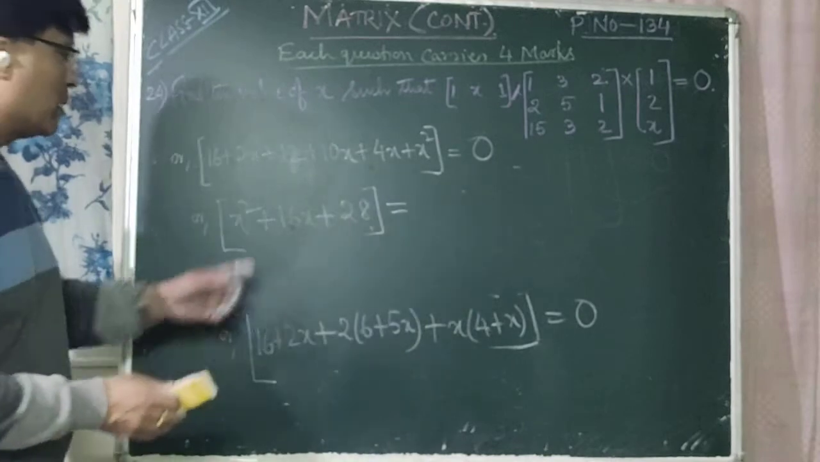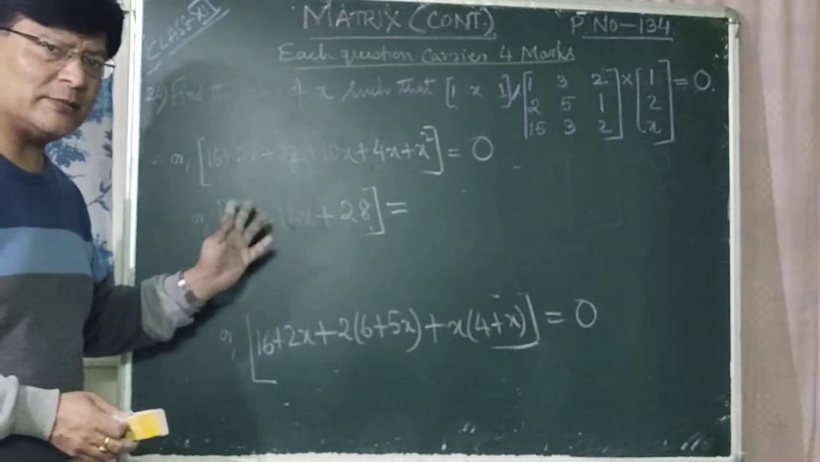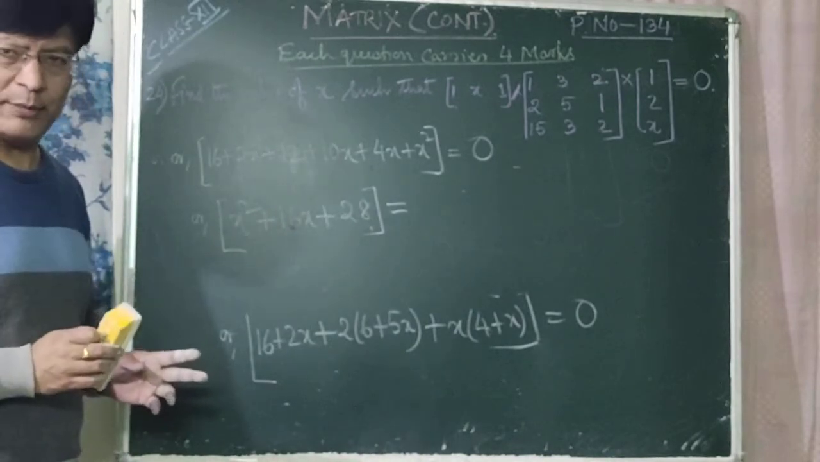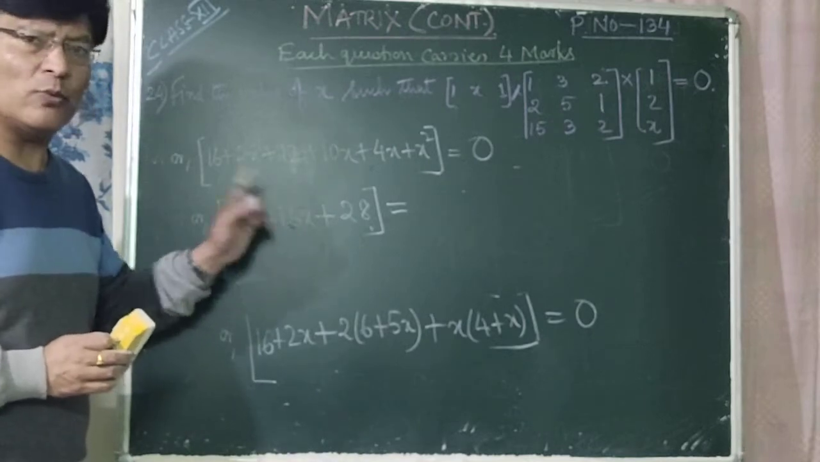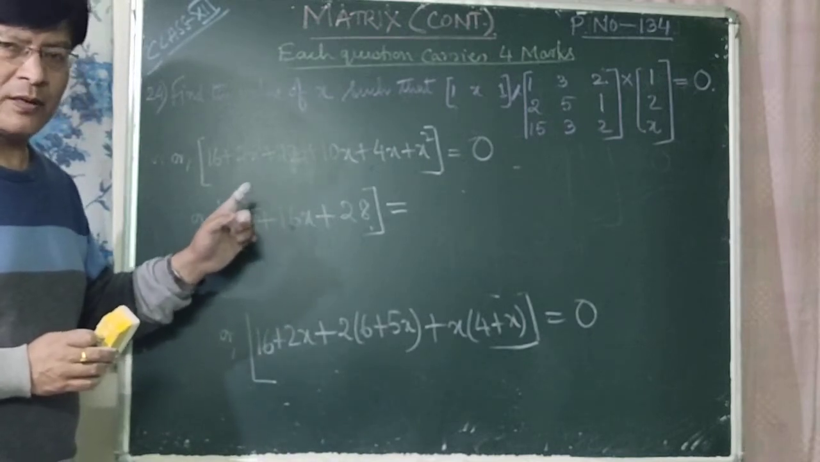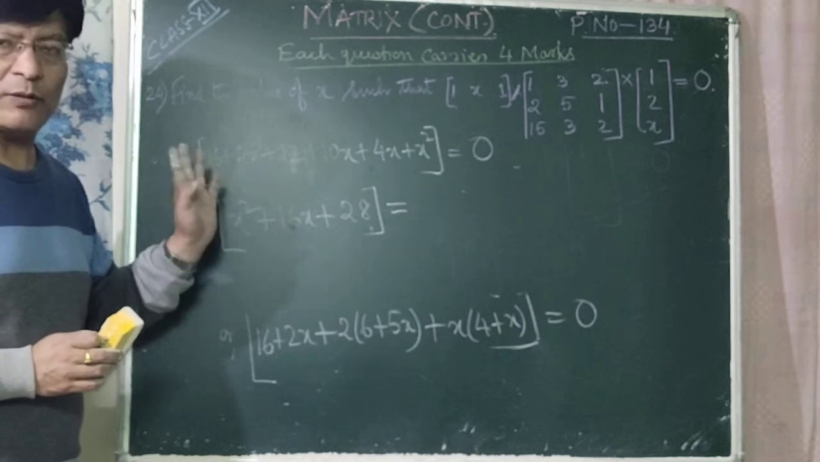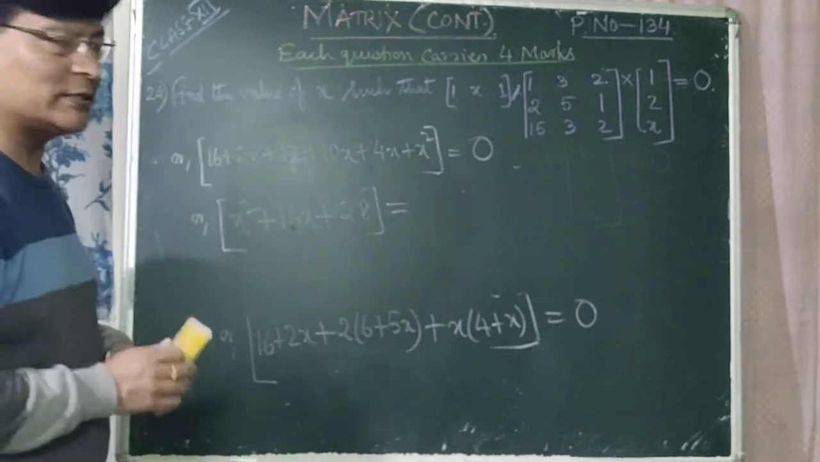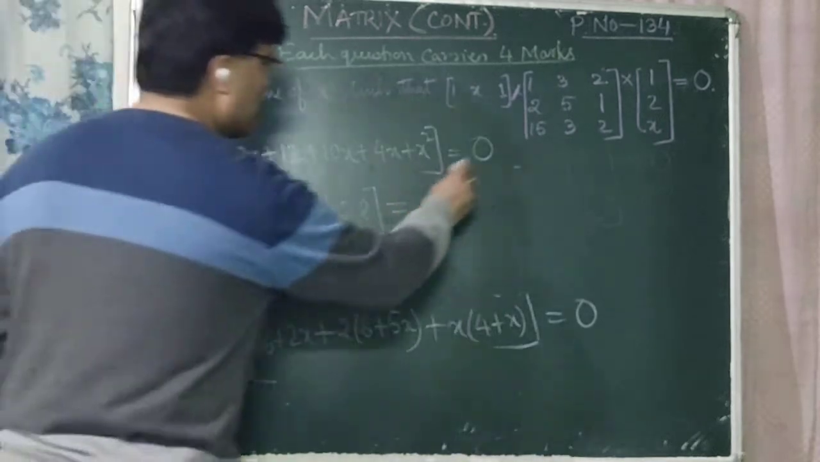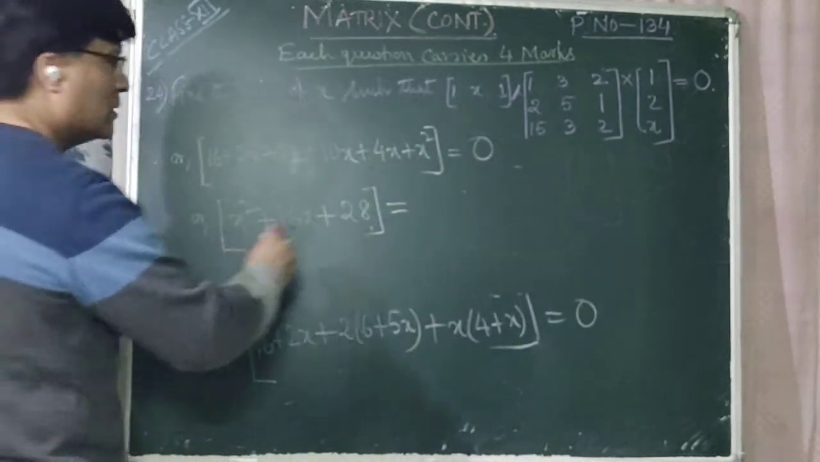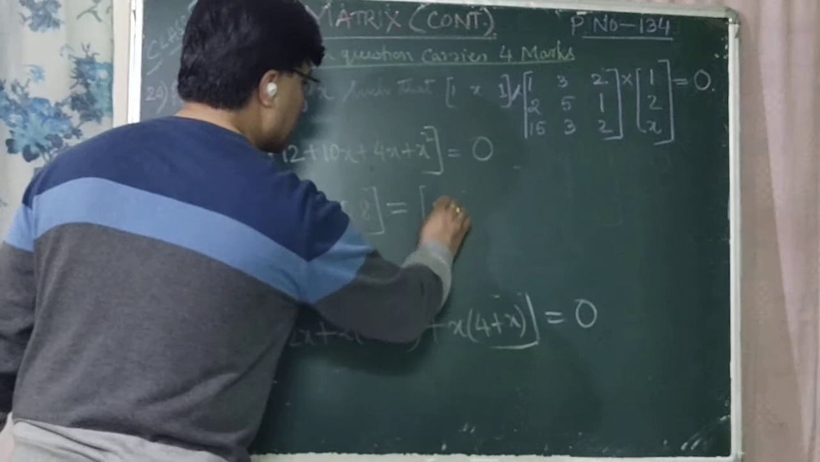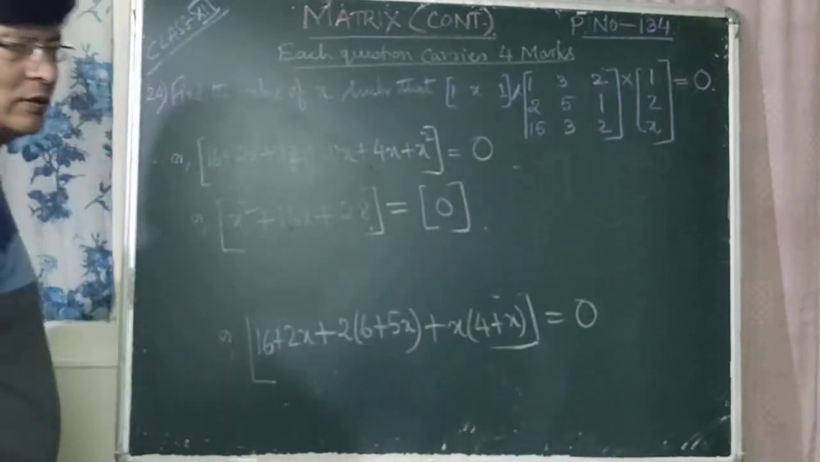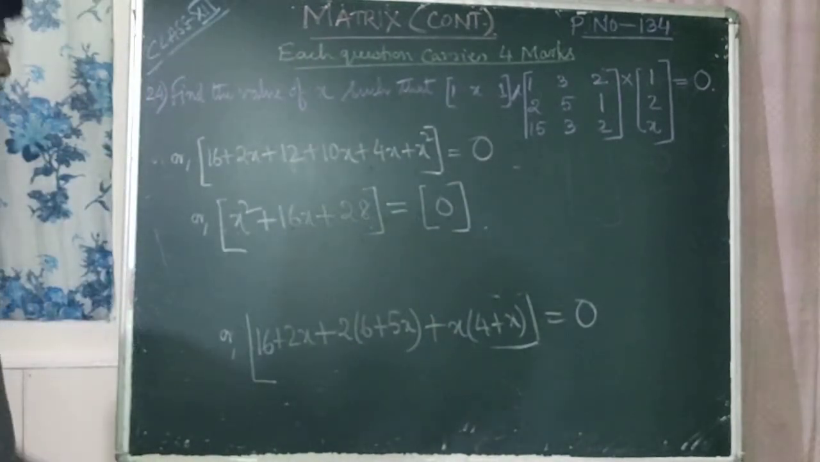So now this is the matrix, and this matrix contains only one element. That means it is of order 1 cross 1. 1 row, 1 column. Only one element is there. So this null matrix should be of the same order. So it is also within third bracket. There is only 1, 0, because this is of order 1 cross 1.